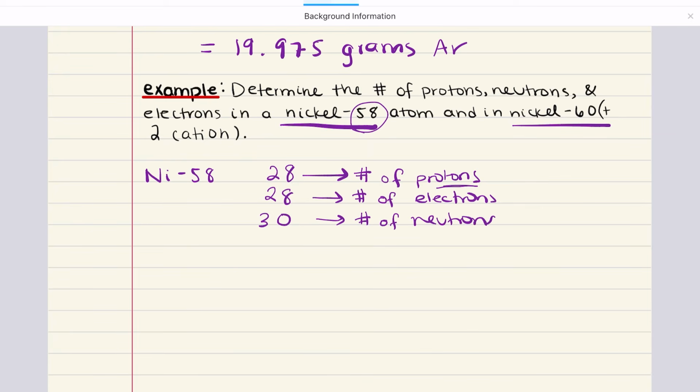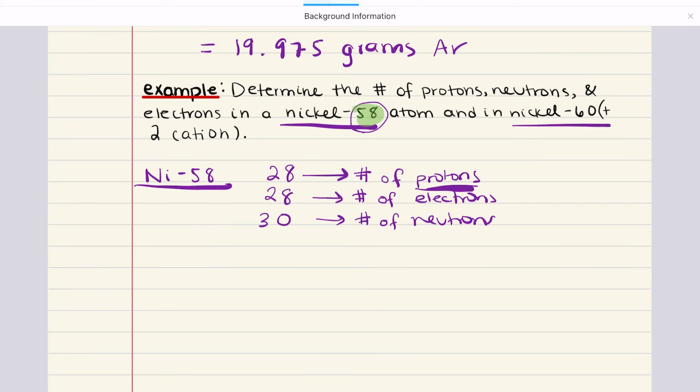All right, so for nickel 58, this is a neutral atom of nickel. 58 is the mass number. The atomic number for nickel is 28. Atomic number tells us the number of protons. In a neutral nickel atom, the number of protons equals the number of electrons. So we have 28 electrons and 28 protons. 58, which is what we're given here, this is the mass number. This is protons plus neutrons. If we know the number of protons, we can figure out the number of neutrons by taking 58, the mass number, subtracting the number of protons, 28, and the number we get is the number of neutrons. So that's how we worked through this problem for nickel 58.